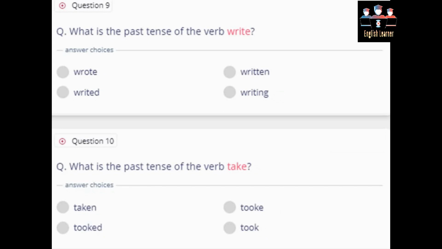Question number 9. What is the past tense of the verb write? Option 1. Wrote. Option 2. Written. Option 3. Write. Option 4. Writing. Question number 10. What is the past tense of the verb take? Option 1. Taken. Option 2. Tookie. Option 3. Tooked. Option 4. Took. Now you are requested to pause the video here and mark your answers from 1 to 10.